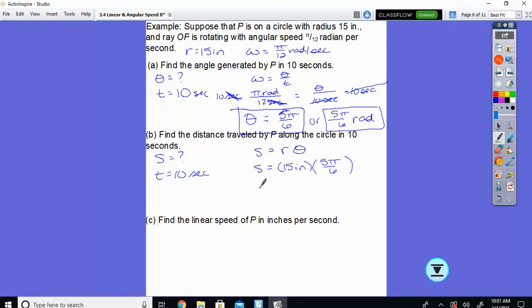Again, you don't have to write the inches in here. We've talked about before that S and R always have the same units, so that's how you would know what unit to put on your final answer. So 15 times 5 over 6, let's not multiply out the pi. So that would give me 25 pi over 2 inches.